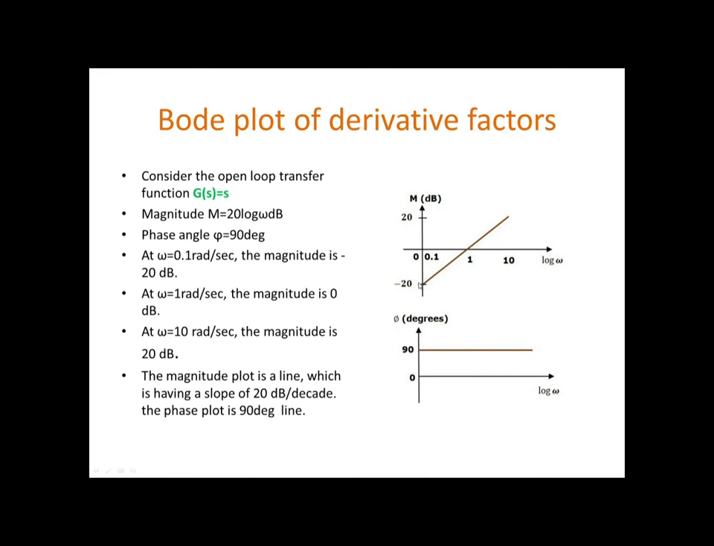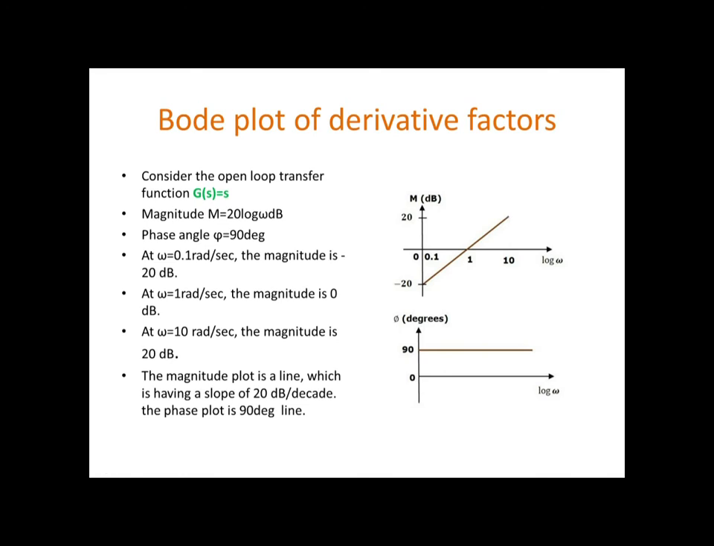Next, when the omega value is 1 radian per second, we put 20 log 1 dB. As the value of log 1 is 0, 20 log 1 becomes 0 dB. So the magnitude will be 0 dB at omega equal to 1 radian per second. Next, we vary the value to 10 radian per second. If you put 20 log 10, it becomes plus 20. So at 10, the magnitude is plus 20 dB.